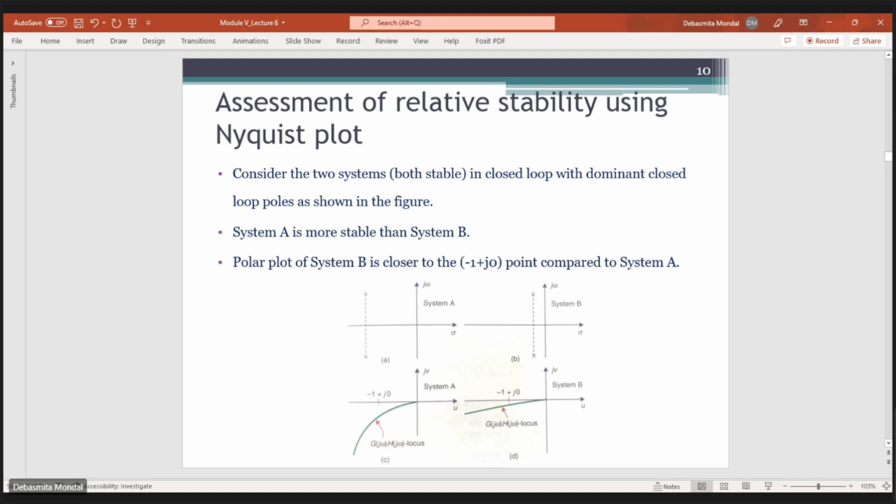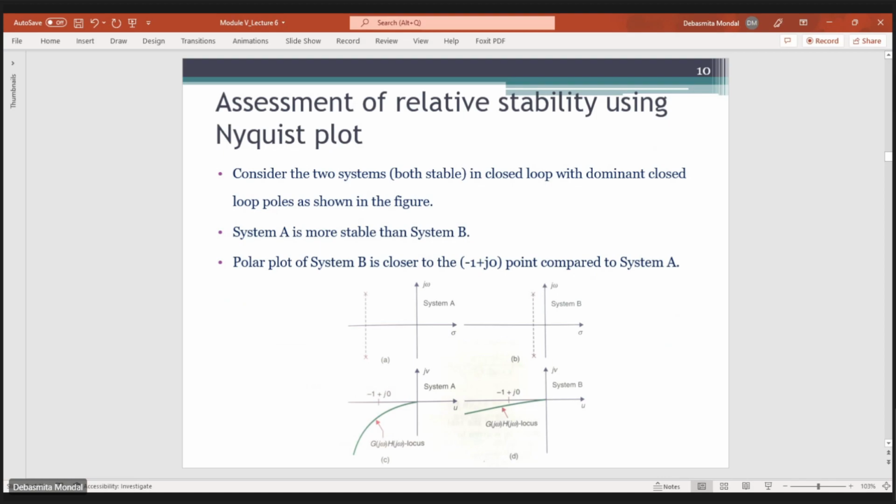Now let us say that we consider two systems. Both of these systems are stable in the closed loop. The pole positions are given, for system A at this position, and for system B it is much closer to the imaginary axis. So you can say that the degree of stability for system A is obviously better than that of system B, because the poles of system B are lying closer to the imaginary axis, and the closer you go to the imaginary axis, the more prone you are to oscillations in your system, and you are at the verge of going into instability.